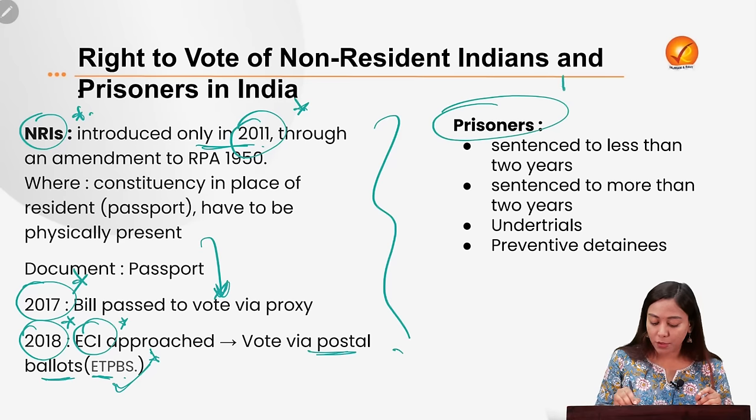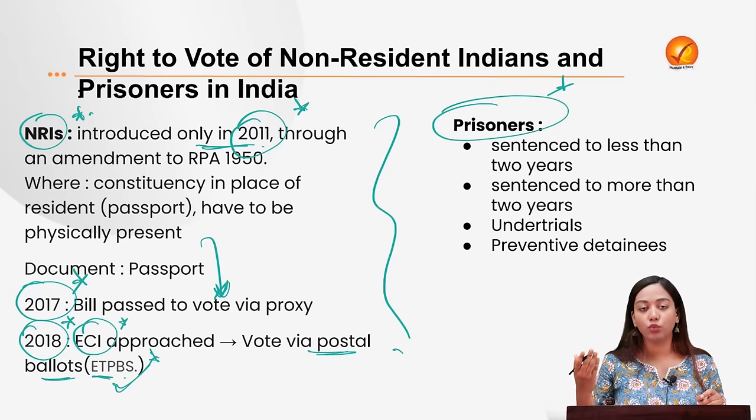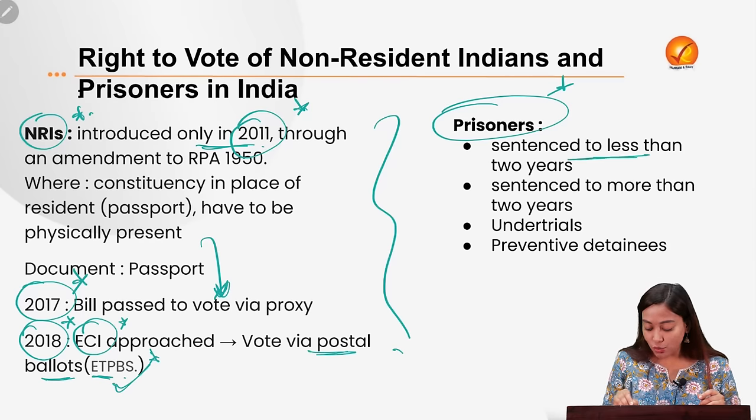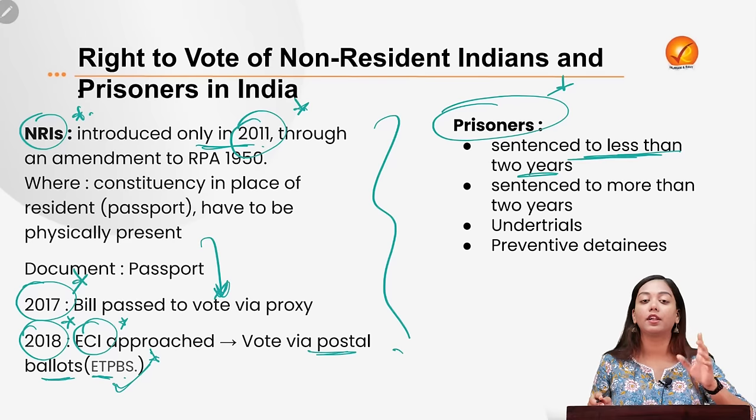Will prisoners be able to vote in India? According to the RPA Act, prisoners are not entitled to the legal right to vote, but in certain cases they are. If they are sentenced to a punishment of less than 2 years, then in that case the person will be entitled to vote.